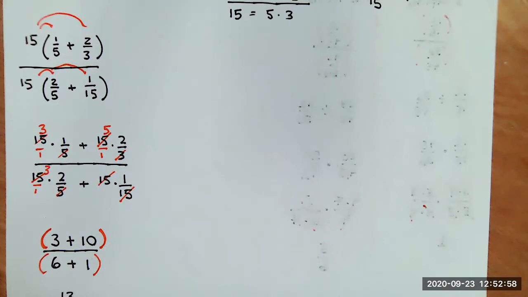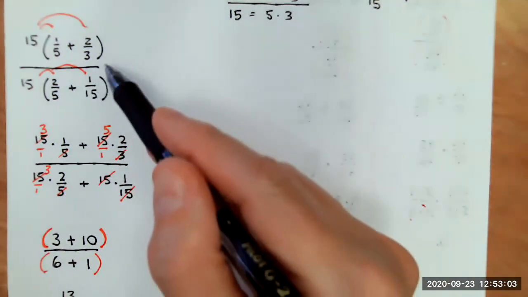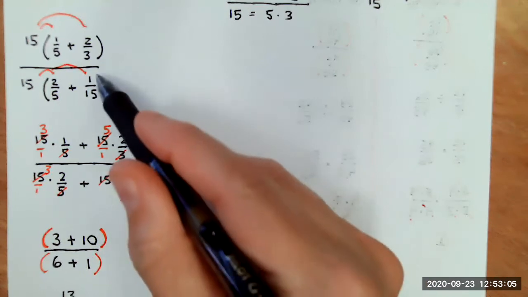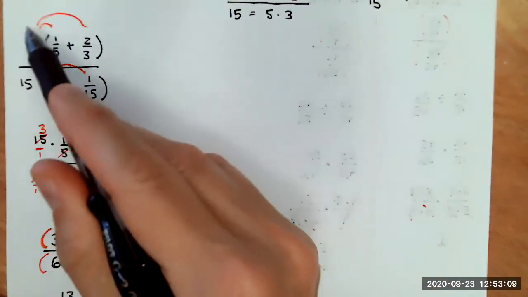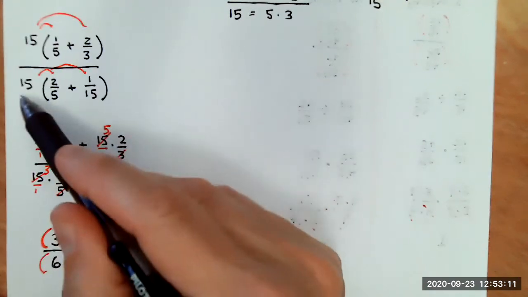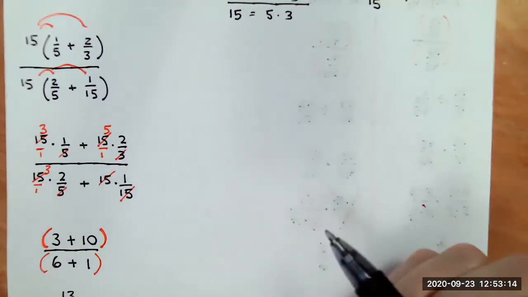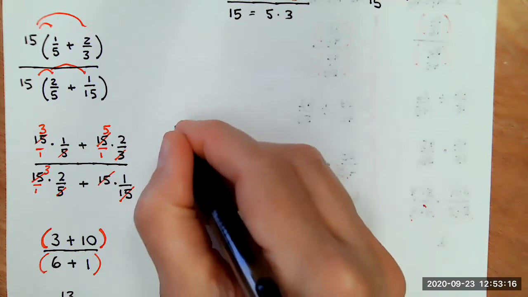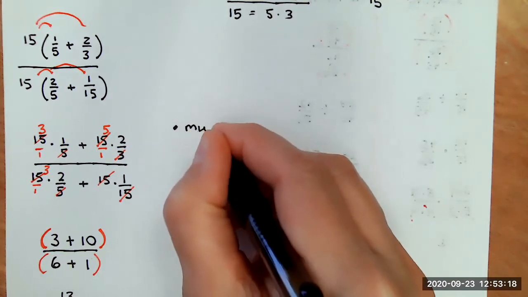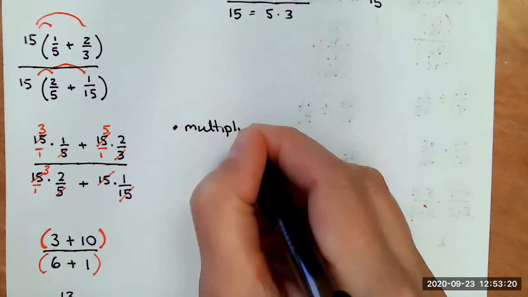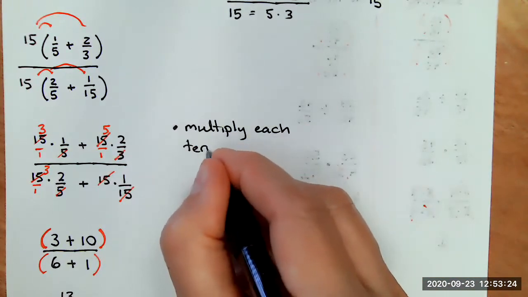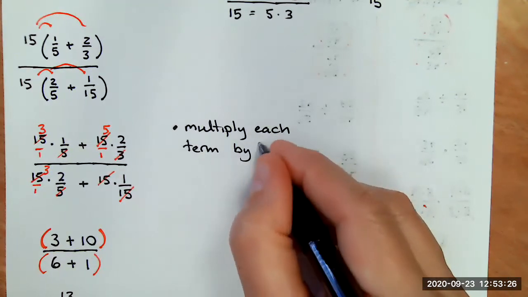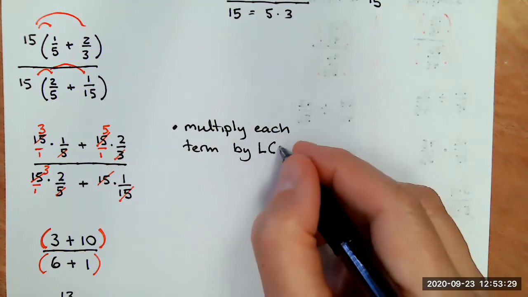All right. Now, normally I don't recommend shortcuts, but this is one exception. So instead of writing out this whole step and having to remember to distribute, the shortcut is to multiply each term by the LCD or the LCM.